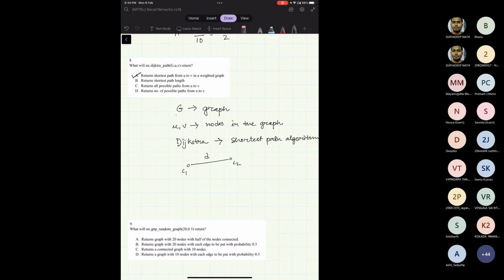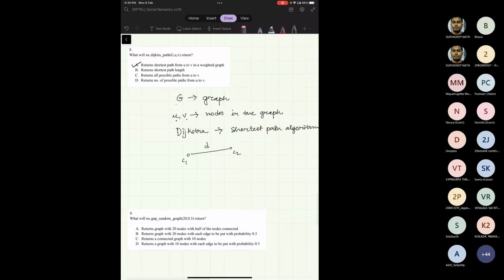The second option is to return the shortest path length. It does not do that. Path length would be the number of edges or hops to reach from one node to another, but it actually returns the path with the shortest distance between u and v, not the number of hops. Returns all possible paths from u to v? No, it doesn't do that. Returns the number of possible paths from u to v? Also, it doesn't do that. So the right option is A.